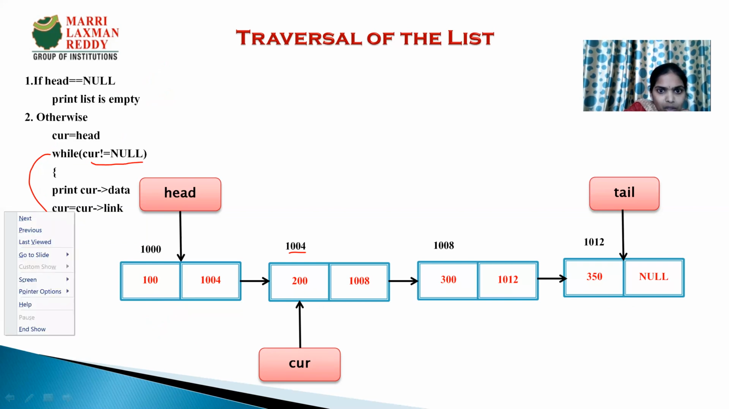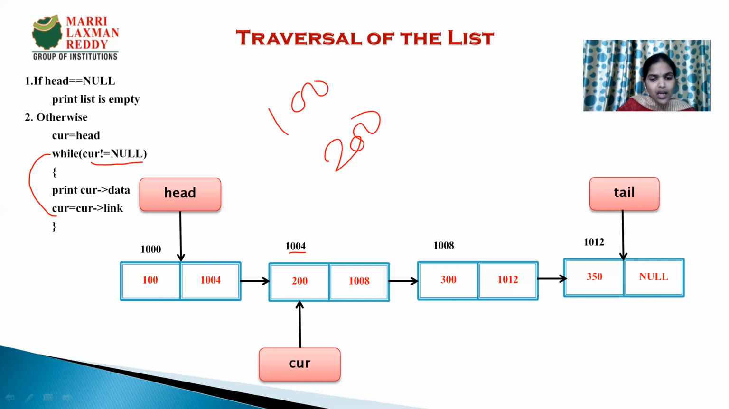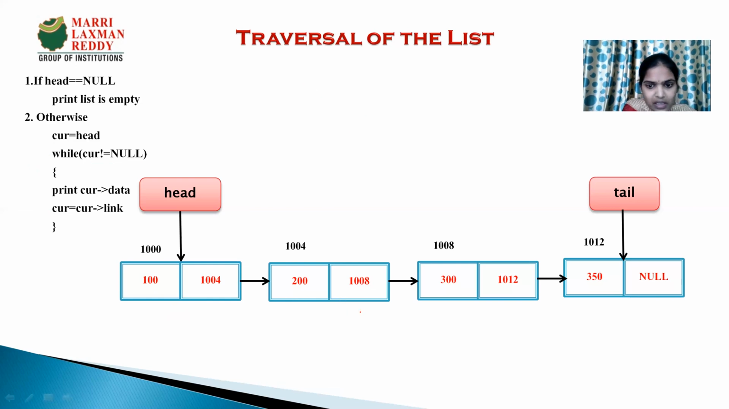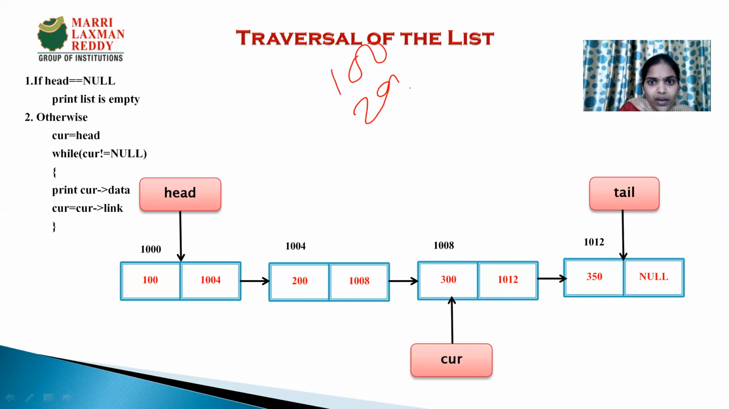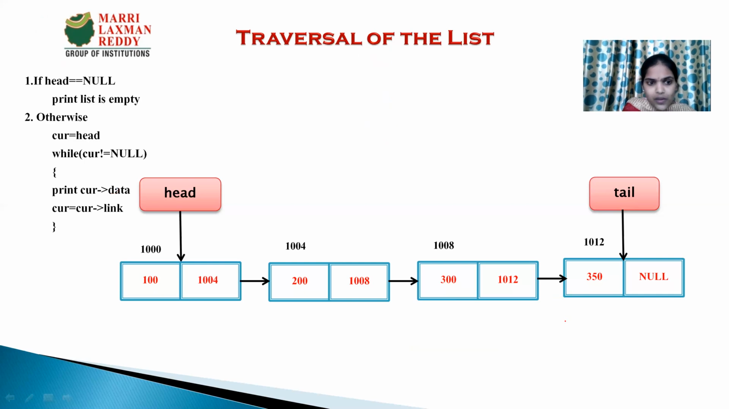Now I'm printing 200. Initially I printed 100 and now I'm printing 200. Now I'm moving the current node to the next node. How do I move? By directly making current equal to current link. It means I'm moving the current node to the current link address. What is the current link address? 1008. So by that statement, I'm moving the node to here. Now, initially I printed 100, 200, and in the third repetition, I'm printing 300 by using this print statement. Then again, I'm moving current to the current link.